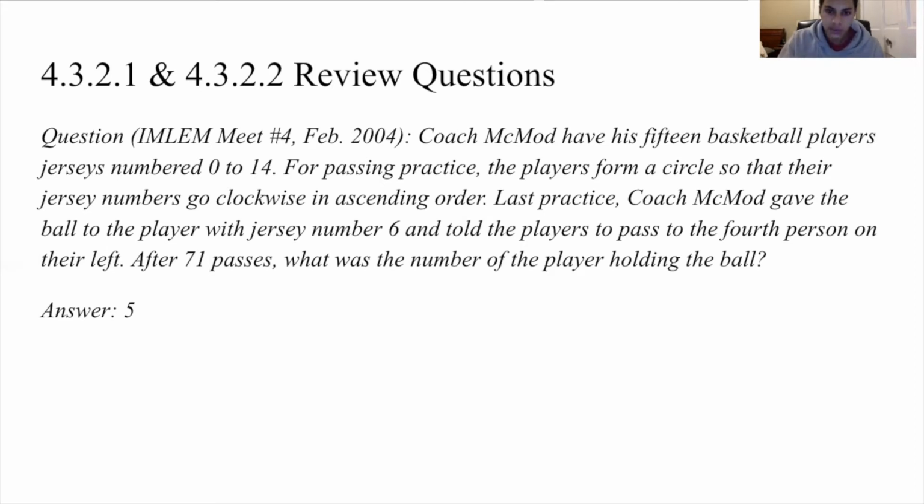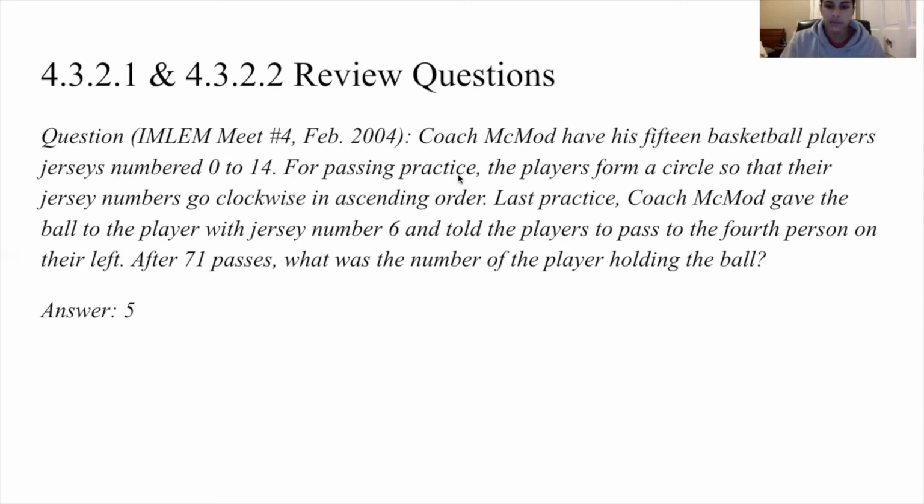So let's break down this question a little bit, because word questions can often be difficult to decipher, especially in Meet 4 where you're talking about mods. So let's try to break it down to quantify exactly what it's talking about. First it says, Coach McMod had his 15 basketball players' jerseys numbered 0 to 14. So my first thought is, if we're talking about mods, since he has 15 basketball players, then it must be talking about mod 15. And this was confirmed when it says they have jersey numbers 0 through 14. The only numbers in mod 15 are 0 through 14. So we're talking about mod 15 in this question.